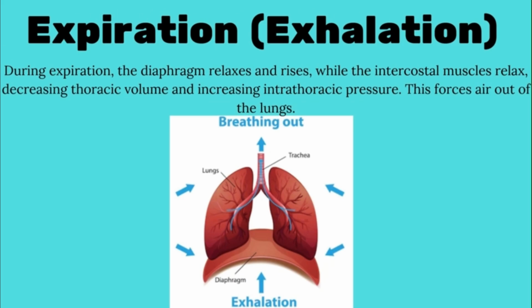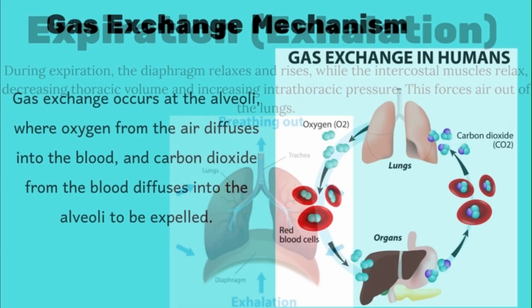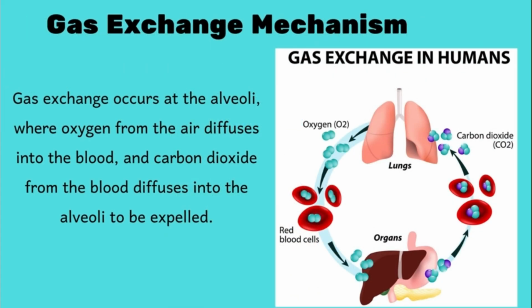This increase in volume decreases intrathoracic pressure, drawing air into the lungs. Expiration, exhalation. During expiration, the diaphragm relaxes and rises, while the intercostal muscles relax, decreasing thoracic volume and increasing intrathoracic pressure. This forces air out of the lungs. Gas exchange mechanism. Gas exchange occurs at the alveoli, where oxygen from the air diffuses into the blood, and carbon dioxide from the blood diffuses into the alveoli to be expelled.